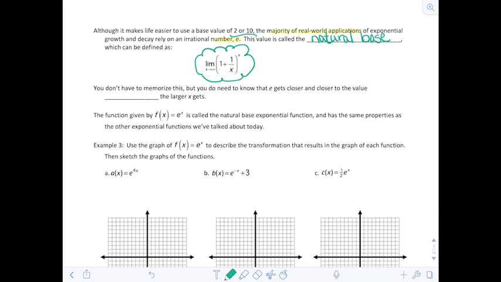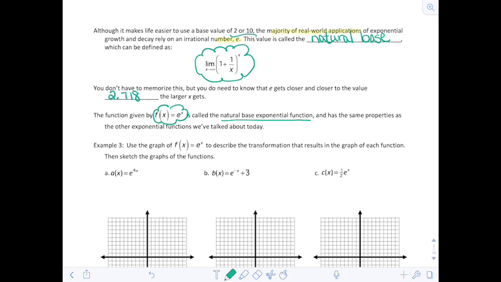As x gets very, very big, this value gets very close to 2.718. That is the value of e. So the function given by f of x equals e to the x is called the natural base exponential function. It has the same properties as all of the other ones that we've talked about.